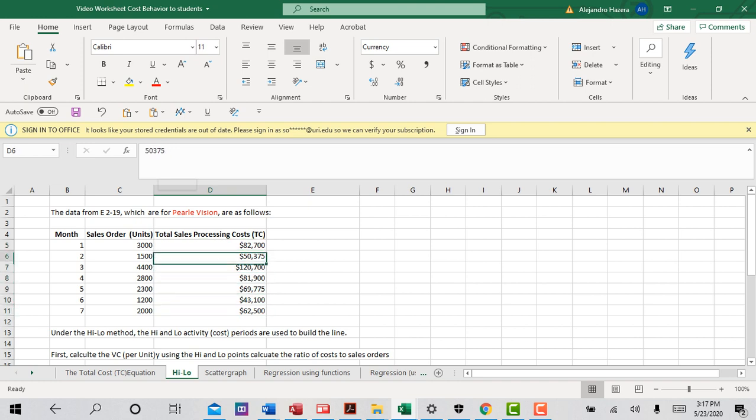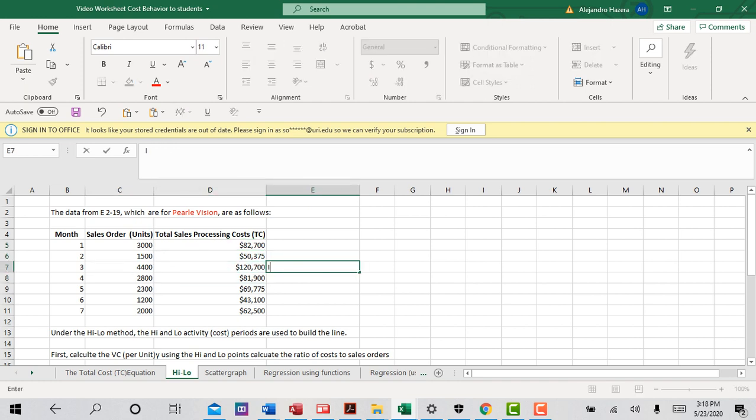Now notice, and it makes sense, that there is a point which is higher than all the others, both in units and in terms of dollars. So this is your high point. We'll call this the high point. Notice that it's the highest cost and unit level. Okay? And let's see if there's a low point.